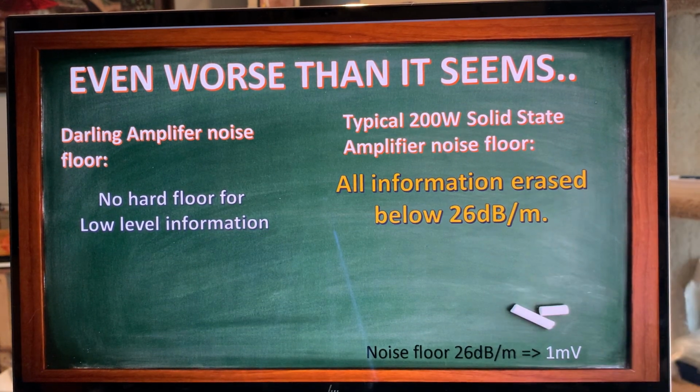So basically, when you have a tube amp such as the Darling amplifier, there is no hard floor for the low level information. It can reach quite a bit below the noise floor of your amplifier. That's why the sound floor is much lower than the noise floor. Arthur Salvatore started to use that expression, which means the lowest level sounds that you can hear from the system, and that's not defined by the noise level.